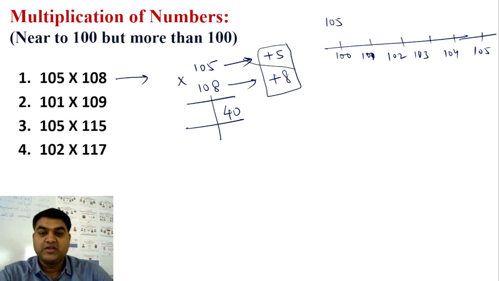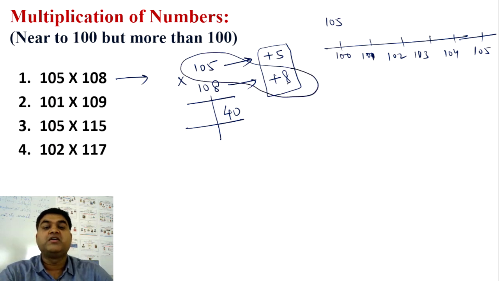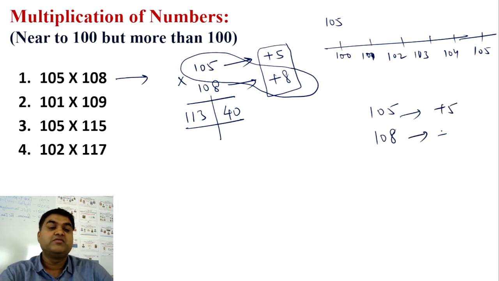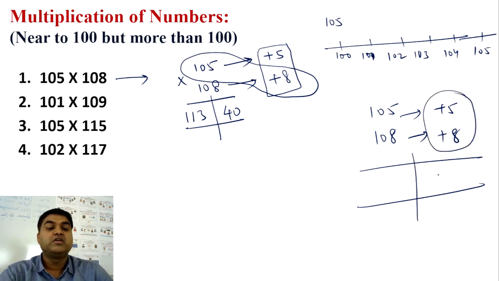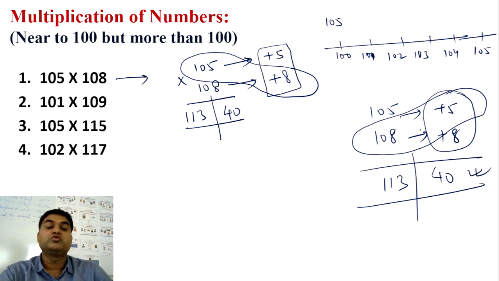What we can do? We have to check this. 105 plus 108 we should do. What we should do? 105 plus 108, which is 113. My dear friends, you can also do 108 plus 105. That will also give you the same answer. So what we have to do? 105 basically we have written, 108 we have written. This is 5 more than 100. This is 8 more than 100. In our answer, the right hand side of the answer is 5 into 8, which is 40. On the left hand side, we can write 108 plus 5, which is 113. Hope you have understood, my dear friends.